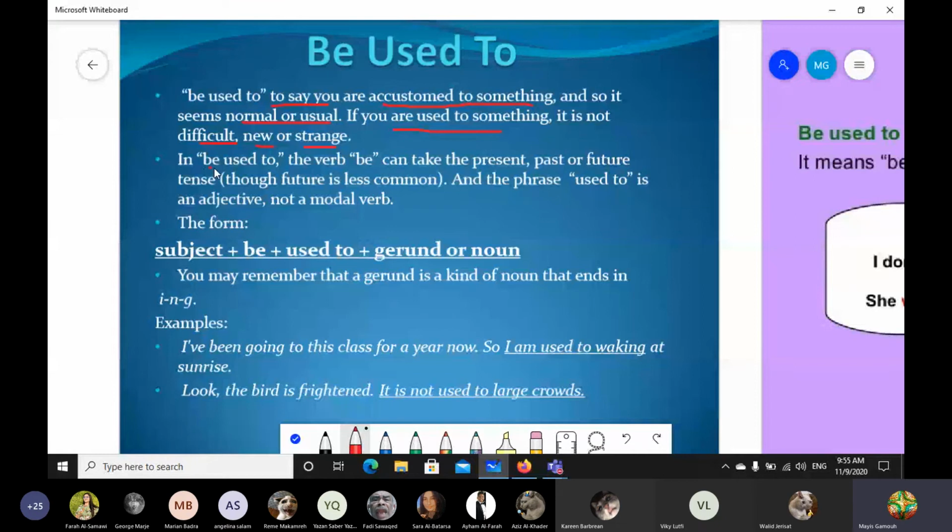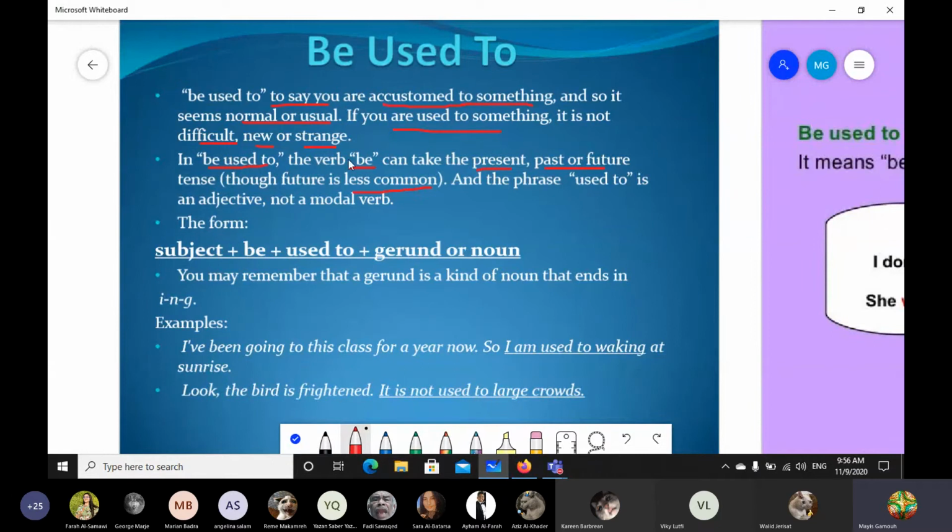In be used to, the verb be can take the present, past or future tense. Though future is less common. معناته be used to بعكس used to لحالها أو would. be used to تقدر تيجي عنا بالماضي، بالفعل الحاضر، أو بالمستقبل، مع إنه بالمستقبل مش متعارف عليه كثير برضو. It is less common، مش كثير شائع.